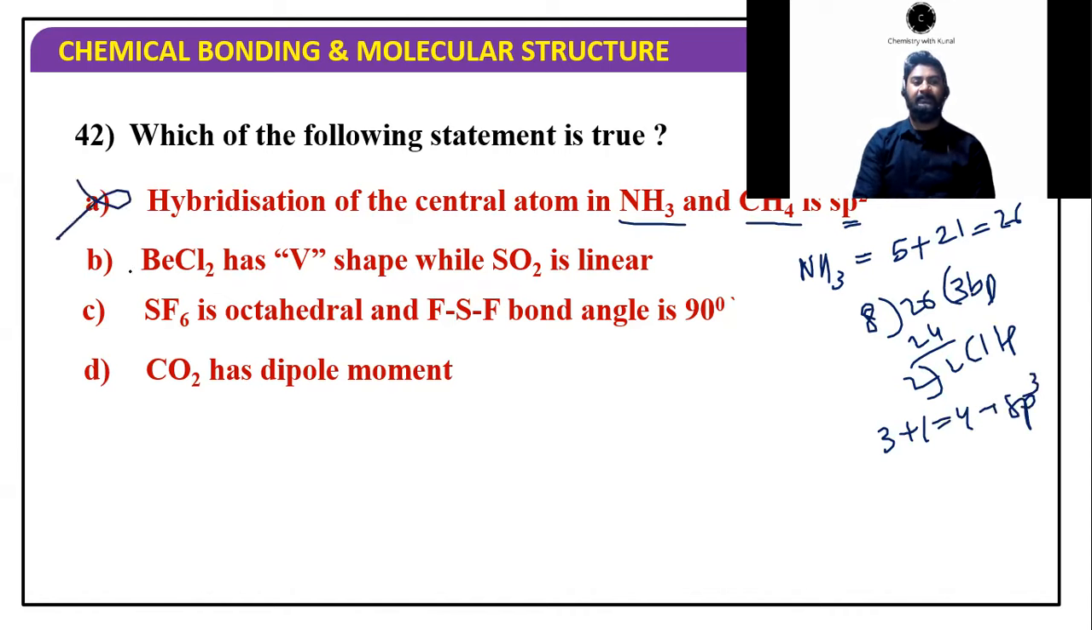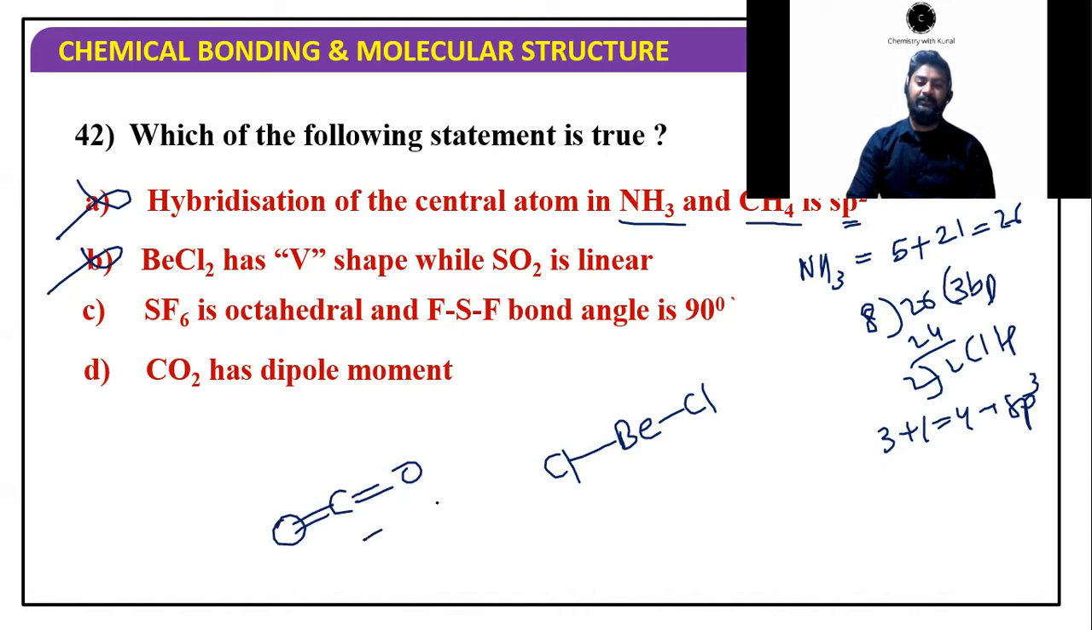This is wrong. BCl2 has bent shape and SO2 is linear? Not really. BCl2 is linear and SO2 is V shape. This is also wrong. SF4 is octahedral? Let's check. See, CO2 has no dipole moment. Why? Because the oxygen is more electronegative, so the dipole goes this way, the other dipole goes this way, so they cancel each other. So mu is 0. Even this is wrong. The correct answer is C.